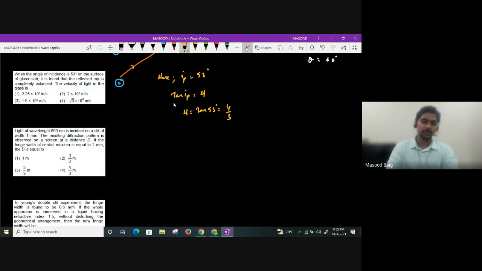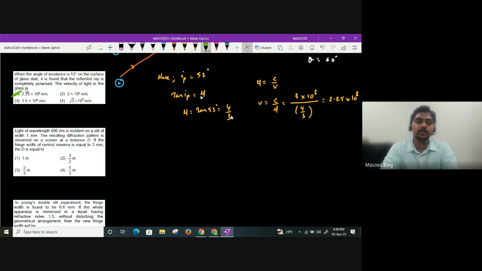They're asking the speed of light. So what we can write mu value as? We know mu value is c divided by v. So v value will be c divided by mu, which turns out to be 3 into 10 power 8 whole divided by 4 by 3. 9 by 4 you will get, guys, which I can take as 2.25 into 10 power 8 meter per second. Clear?